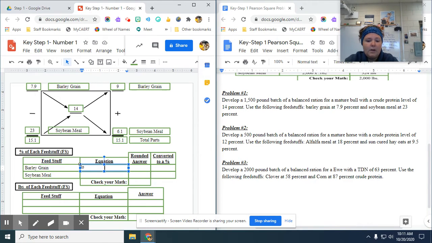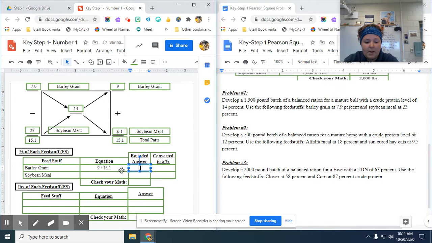So for barley grain, we had 9 parts. And we're going to take it divided by our 15.1 because that's our total parts, okay? Now we're going to make sure we round our answers. So I'm going to type it in. So we got 9 divided by 15.1, and you get 0.5960. So we always want 3 numbers.